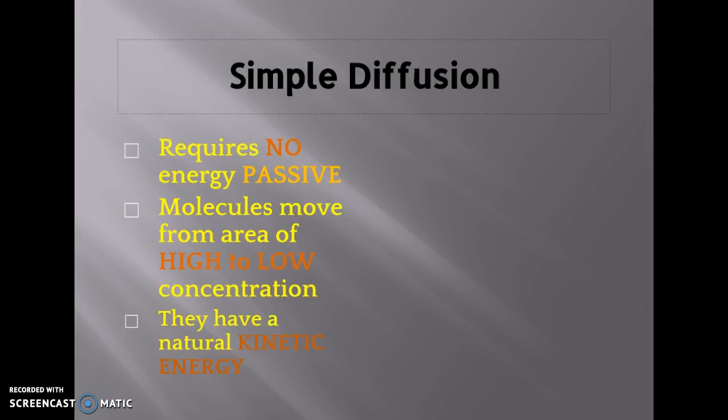The reason that this happens is that molecules naturally have kinetic energy, so they naturally have energy to move, and due to those interactions or those movements, we can move from high to low pretty easily.